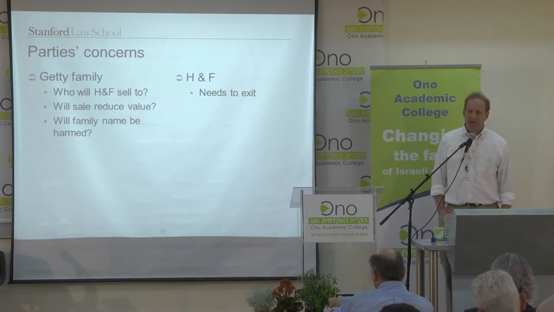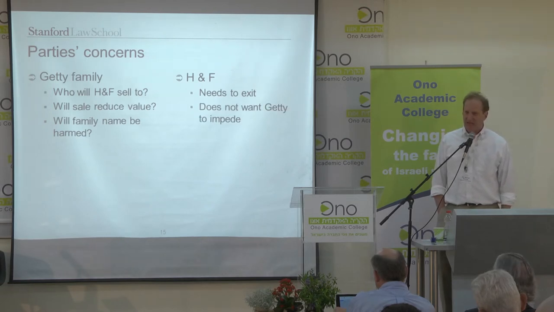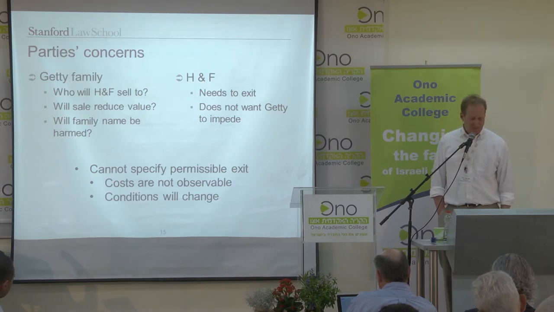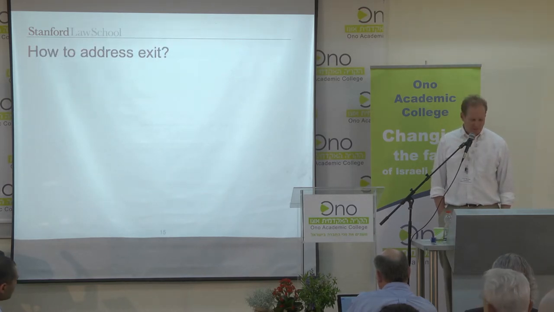Hellman and Friedman, what do they care about? They need to exit. Their business model involves exit. They can't let the Getty family get in their way. Now, again, we can't specify the terms of exit. We can write all we want. We can write as many pages as we want, but we're not going to succeed in specifying it, so we're going to find another way to do it.